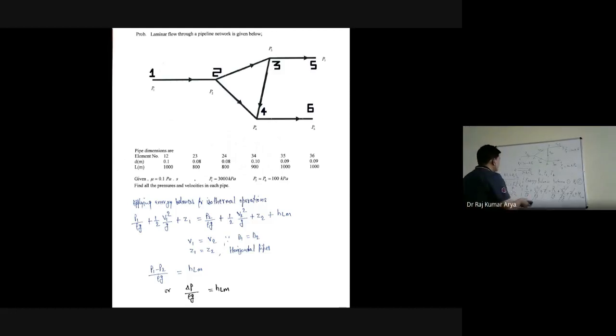So let's see what you have now. If you do that, you will be left with P1 upon rho g equal to P2 upon rho g plus this HL. Okay? So from here, HL would be P1 minus P2. So you can write that only. You do not need to write this much.